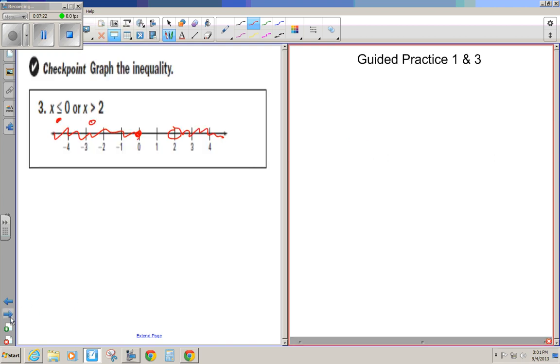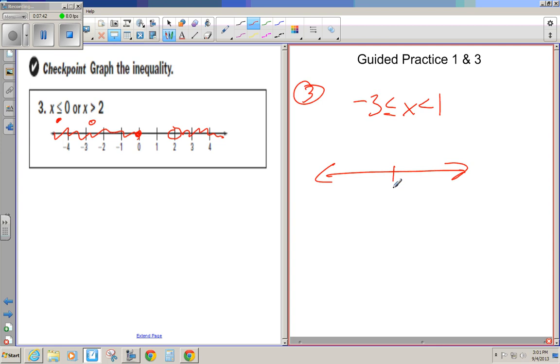Guided practice number 1 and 3. Let's just take a look at 3. 3 is -3 less than x less than 1. There you go. This is on page 41.